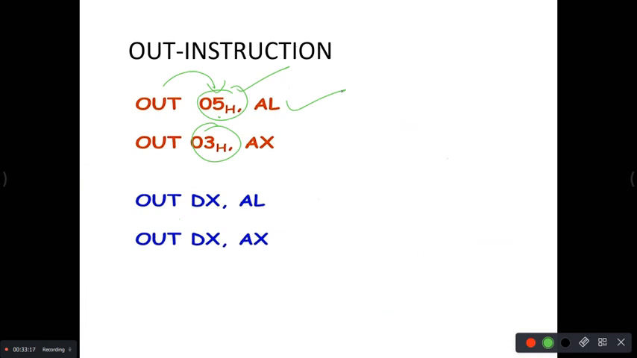It writes an 8-bit data into the IO device with the port address 05H. Similarly, this copies a 16-bit data from the microprocessor to the IO port with the address 03H. That's all. And this port address can be in the DX register also. That option is there for you.